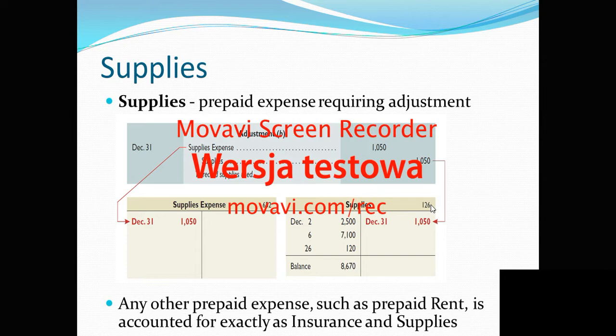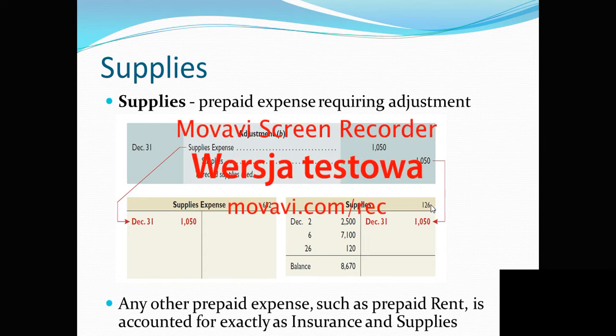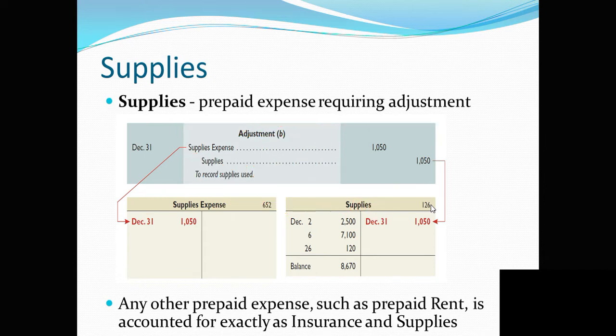Supplies, another adjustment that we need to make. Supplies are things you purchase for use during the accounting period, and you don't count them as expense every day. That's why you make a whole purchase, and at the end of the accounting period you make your accounting adjustment.